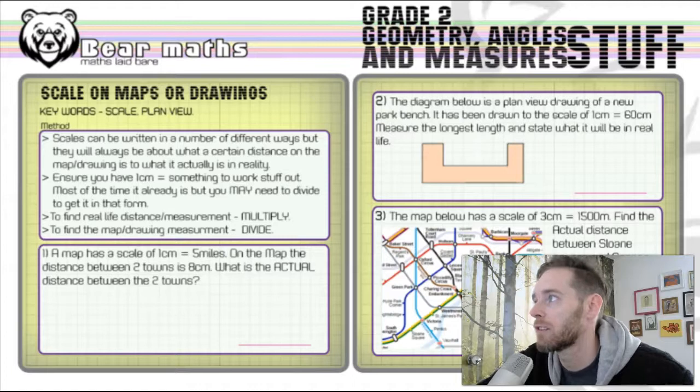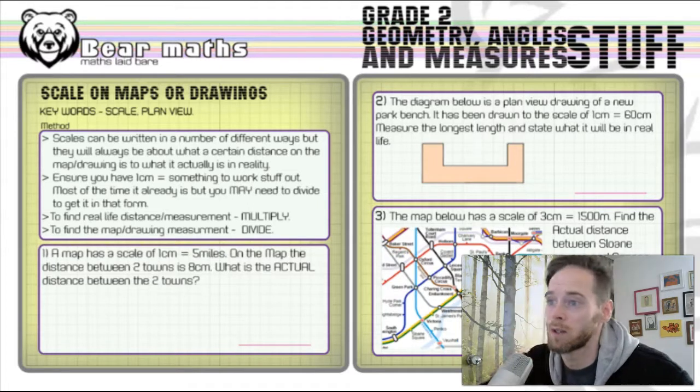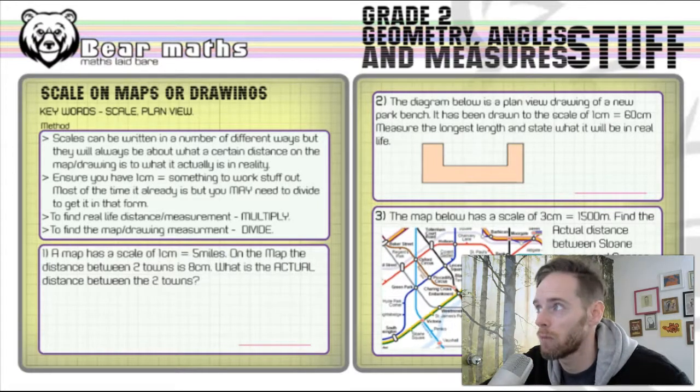In the method I've stated that scales can be written in a number of different ways, but they will always be about what a certain distance on the map or drawing is to what it actually is in reality. When you're doing these questions, you've got to ensure you've got 1 centimetre equals something to work out stuff. Most of the time it already is in that form, but you may need to divide both sides of the scale to get it into that form. To find the real life distance or measurement, you multiply. And to find the map or drawing measurement, you divide. So there's your 2 bits of very useful information when it comes to maps and scales.